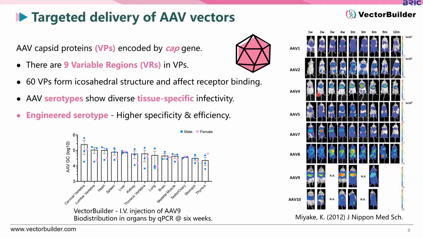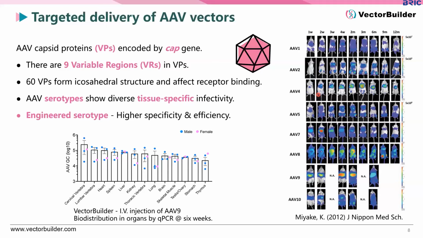And there are 9 variable regions in the VP protein that will greatly affect the outcome of the capsid, the outer side of the AAV vectors. And this is heavily associated with tissue specificity. So 60 VPs form an icosahedral structure, and then there are certain parts, for example, a protrusion, that will interact with the corresponding receptor. So these ultimately lead to a lot of different wild type serotypes, and they have shown diverse tissue specificity and infectivity. They are published and studied already, I would say, very comprehensively.